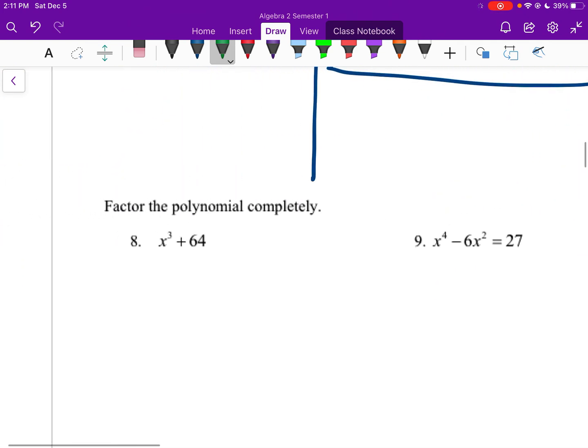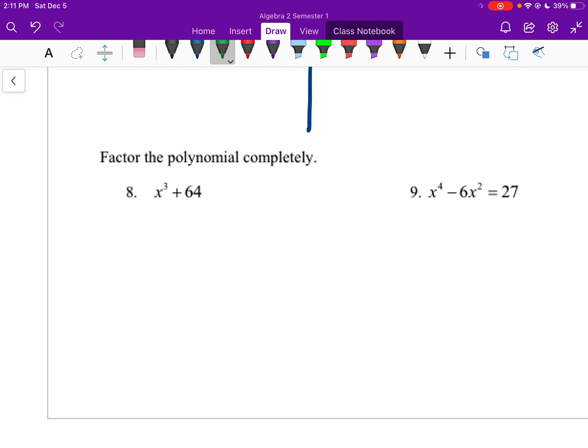All right, so factor the polynomial. Okay, here, no greatest common factor. So I'm looking for a special case, 2 terms, that's a good indicator of that. And I got x cubed, so this is a sum of cubes. What am I cubing to get x cubed? X. What am I cubing to get 64? That is 4.